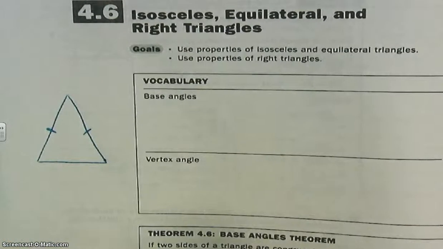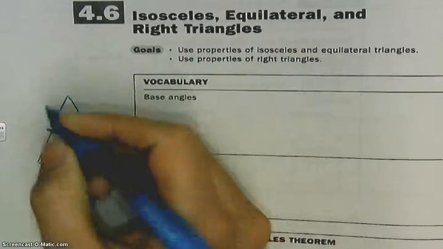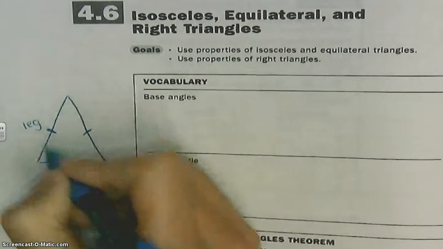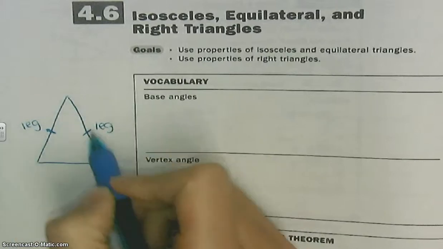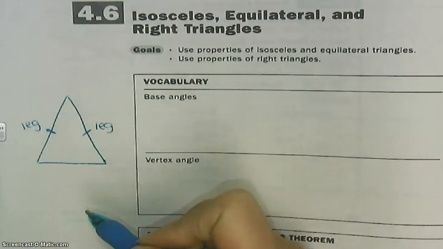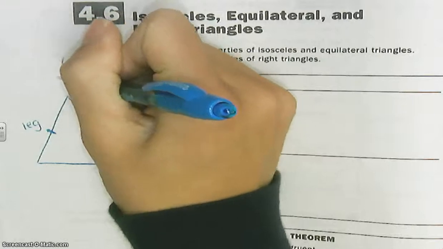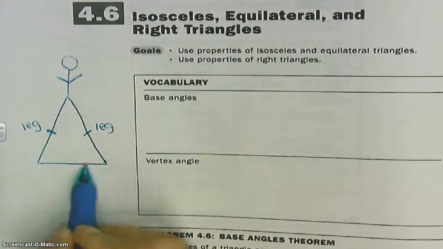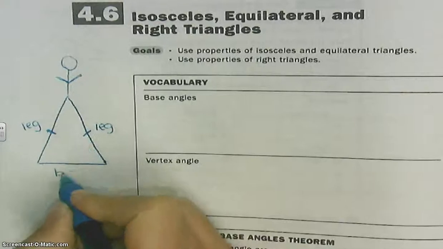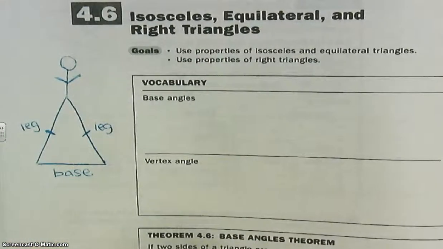If you remember from earlier sections, the sides that are congruent are called legs. So this is a leg, and this is a leg. Think about your own legs, right? Your legs are the same length. So imagine this is you. There you are. There are your legs. This right here is called the base. This is from section 4.1, I believe.